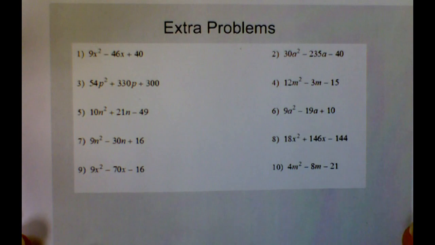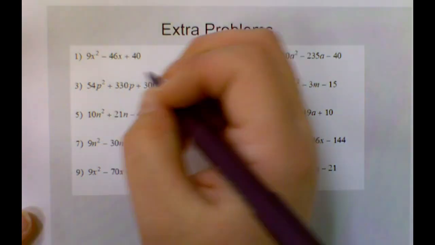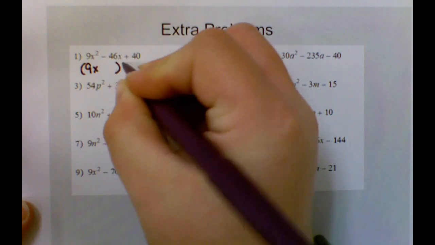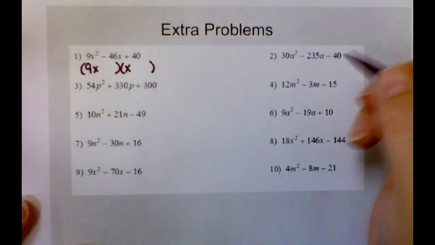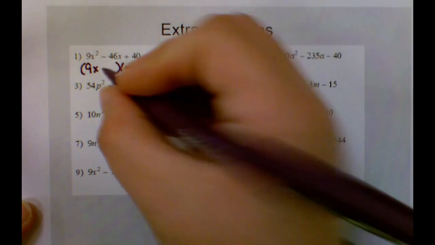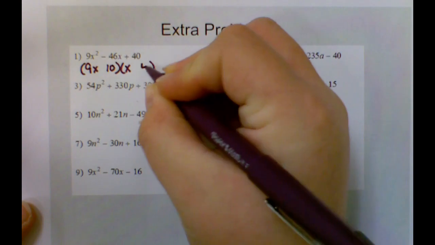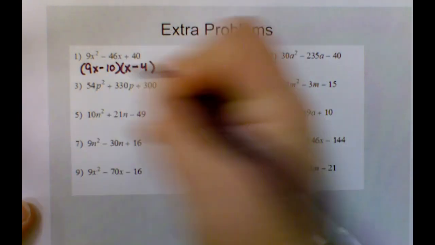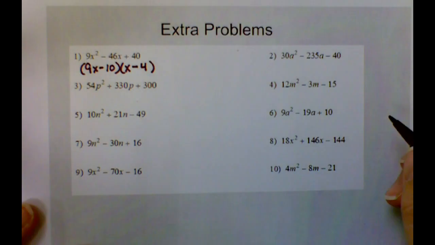Always look for the GCF first. This one does not have one. To break apart 9x squared, we're actually going to go with 9x and 1x. Numbers that multiply to 40, we have 1 and 40, 2 and 20, 4 and 10, or 5 and 8. I'm going to go with 10 and 4 because I get 10x and 36x. Make them both minuses. We have our answer.